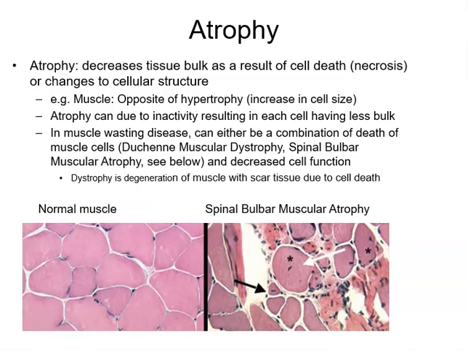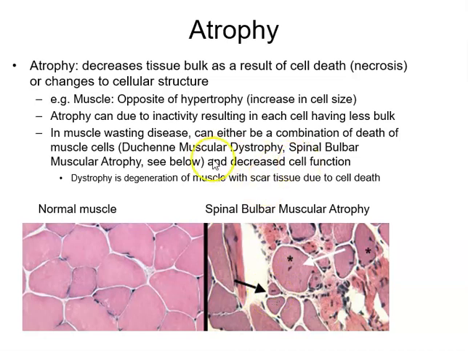changes to muscular structure. We can see this disease here, spinal bulbar muscular atrophy. That's a hereditary muscle wasting disease, and you can see these normal muscle fibres here. Here's a normal muscle fibre, here is a very small muscle fibre. So we've got an overall loss of muscle bulk in this particular disorder.